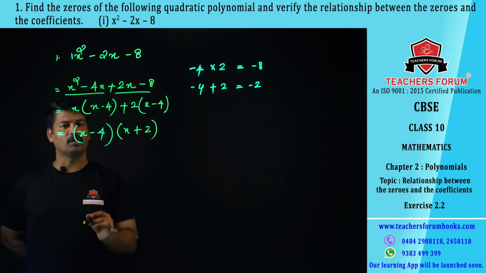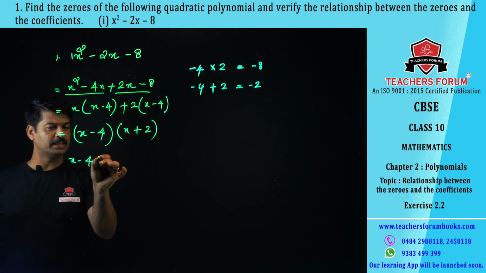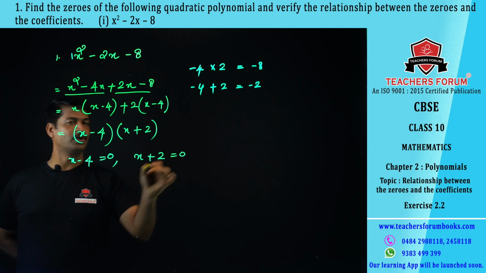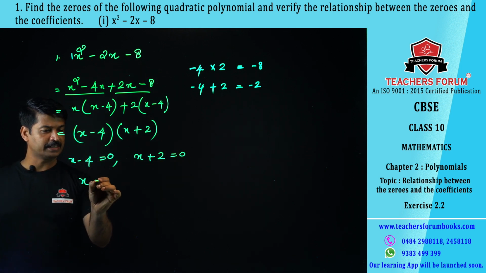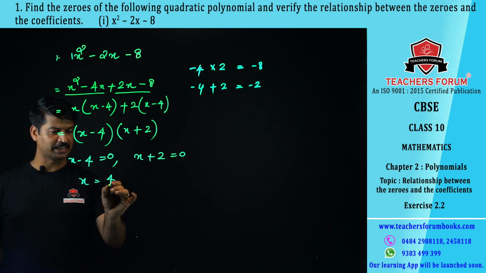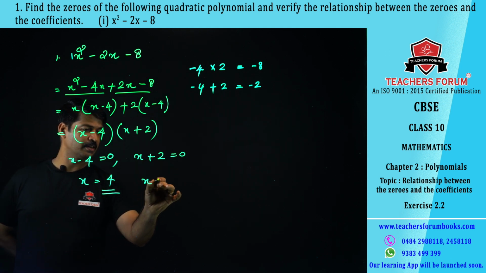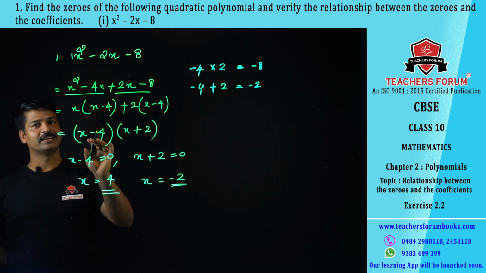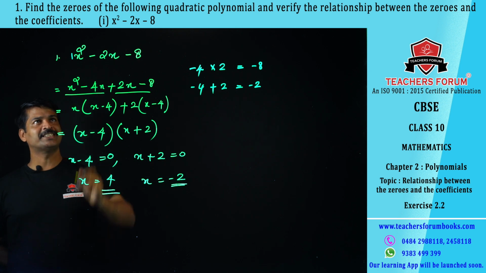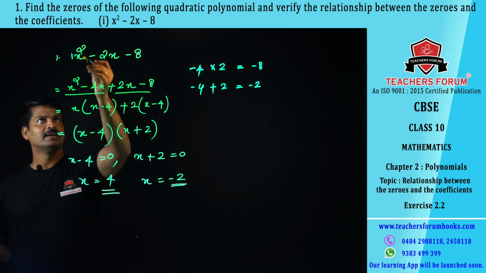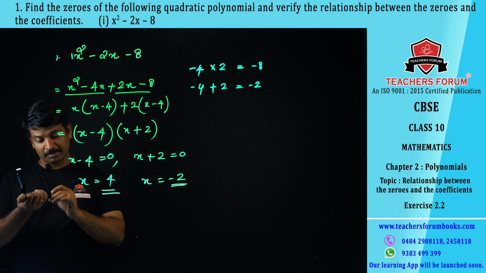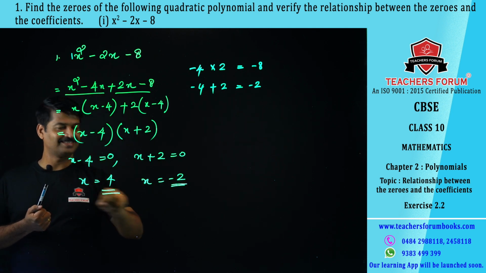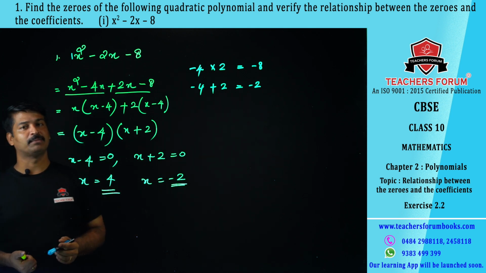Now, to find the zeros, you should put x minus 4 is equal to 0 and x plus 2 is equal to 0. Okay. Now, what is x from here? X is equal to 4. That is one of the zeros is 4. And from here, x is equal to minus 2. The other zero is minus 2. So, you got two zeros of this polynomial. What is the degree of this quadratic polynomial? The degree is 2. So, maximum zeros that it can have is 2. Okay. So, the two zeros are 4 and minus 2.